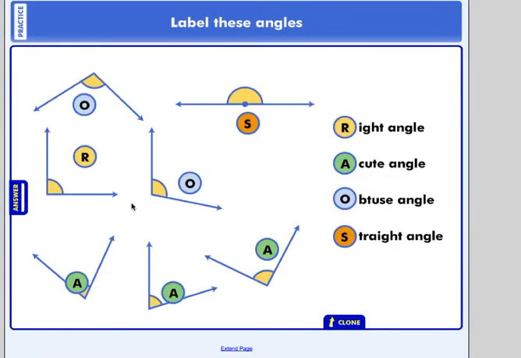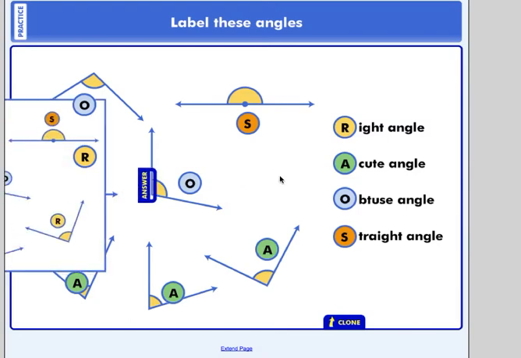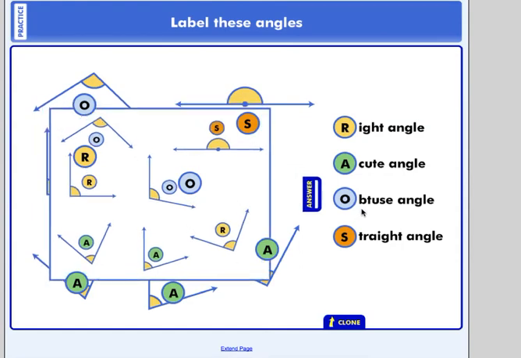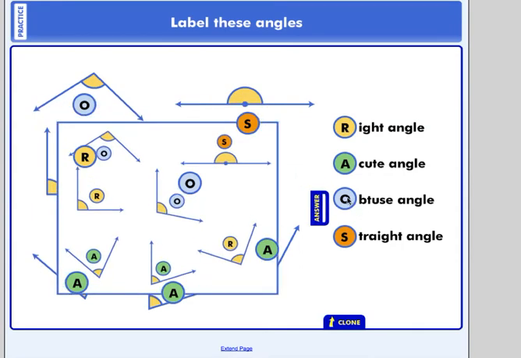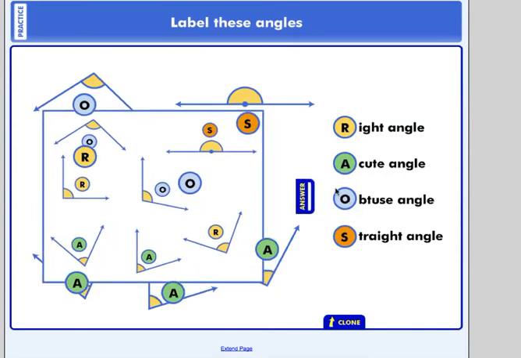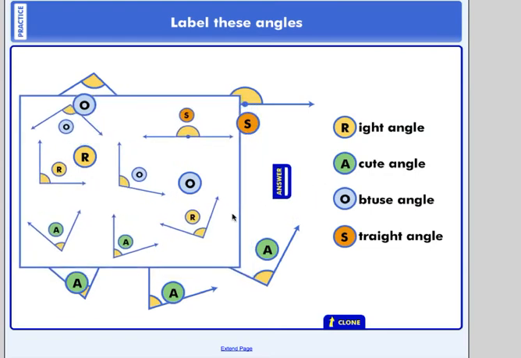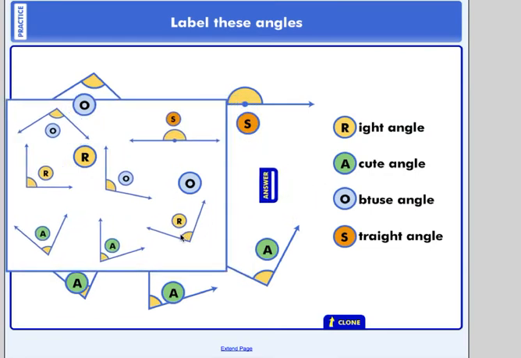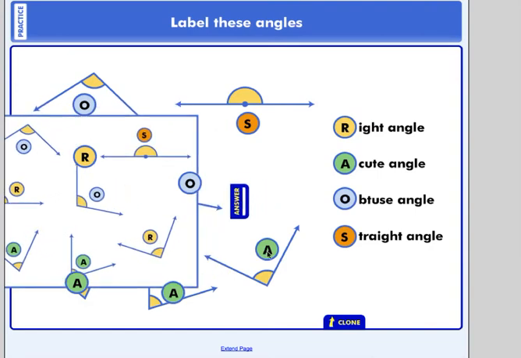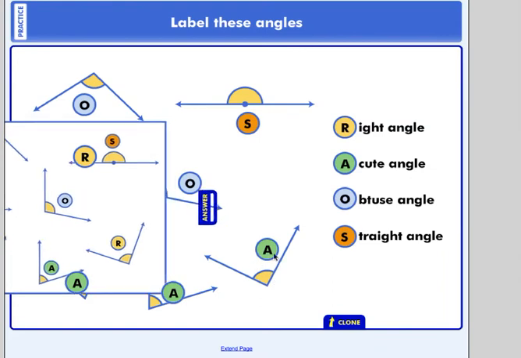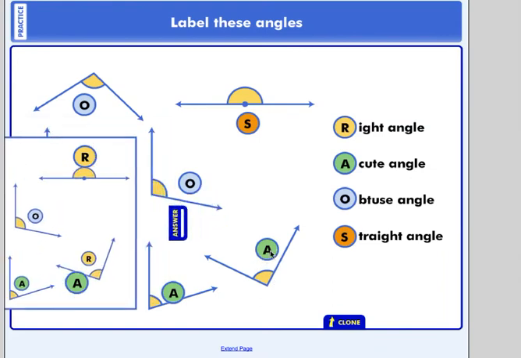My answers are right here. Come on. All right, so, oh good, we got the straight angle. Hey, it looks like we did really well, except this one right here. Is that a right angle? I guess. Maybe because of the angle I was looking at it, I saw acute.